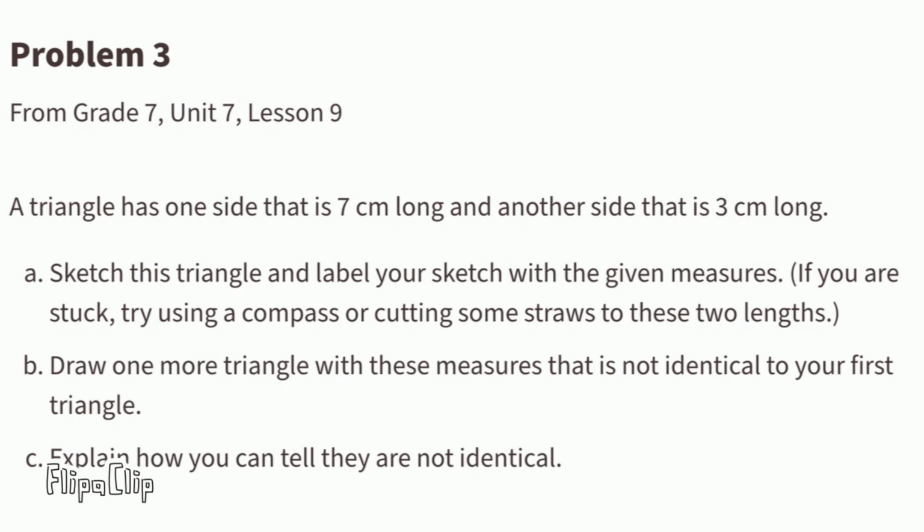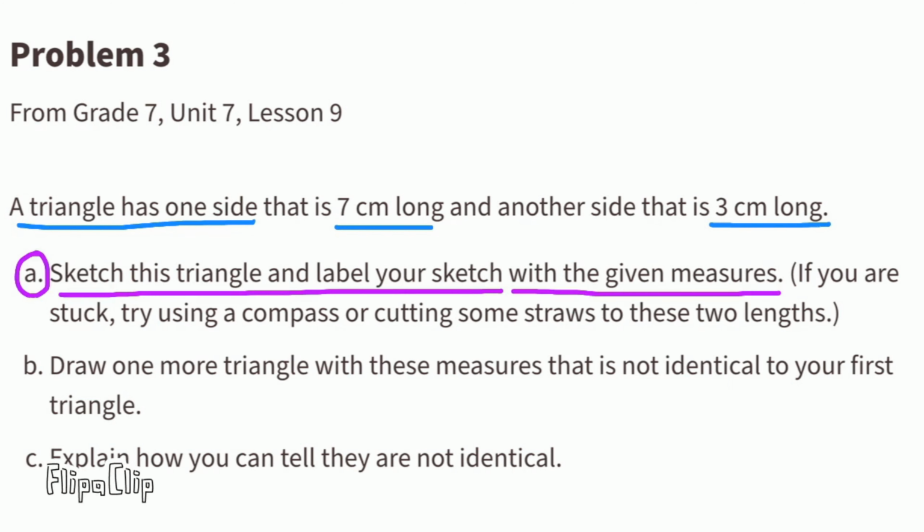Problem number 3, from 7th grade, Unit 7, Lesson 9. A triangle has one side that is 7 centimeters long and another side that is 3 centimeters long. A. Sketch this triangle and label your sketch with the given measures. If you are stuck, try using a compass or cutting some straws to these two lengths.